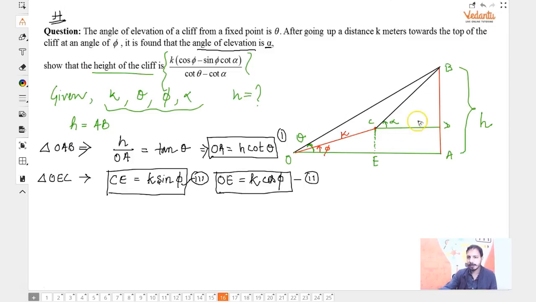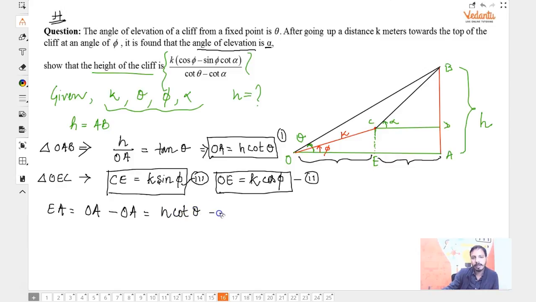Now what I can do is, see guys, I know what is OA in terms of H. I know this, right? So what will be this, guys? So EA is nothing but OA minus OE. And what is OA? OA I got from equation 1, that is H cot of theta, minus this part OE, which is known as K cos of phi. So now this is my 4th equation. This is also important.